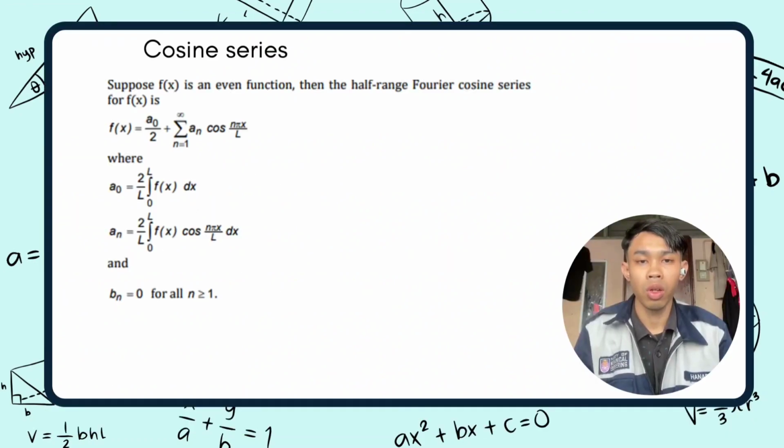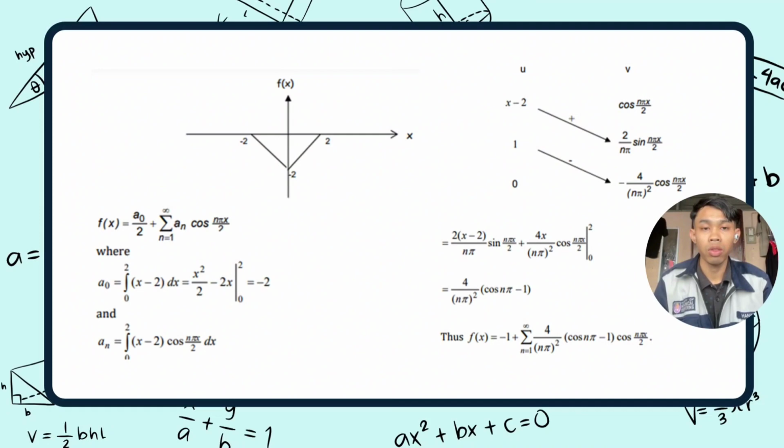Firstly, cosine series. In cosine series, supposedly f(x) is an even function. So we have to find the values of A0 and An while the value of Bn is equal to 0. This is the expression for the function f(x) equal to x minus 2. Then we put the function into the formula of A0 and An given. Then we solve it. Thus we will get the cosine series.